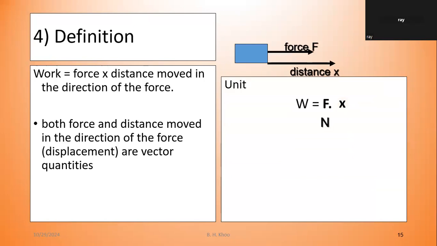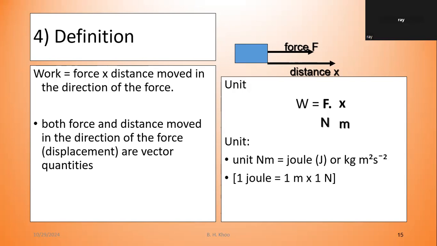So for the unit, go to the formula: F times x. x is displacement, F is the force. Force is in Newton, x is in meter. So the unit is Newton meter, or we give it a special name, Joule, or kilogram meter squared second to the minus 2. So 1 Joule is 1 meter times 1 Newton. It's a scalar quantity.